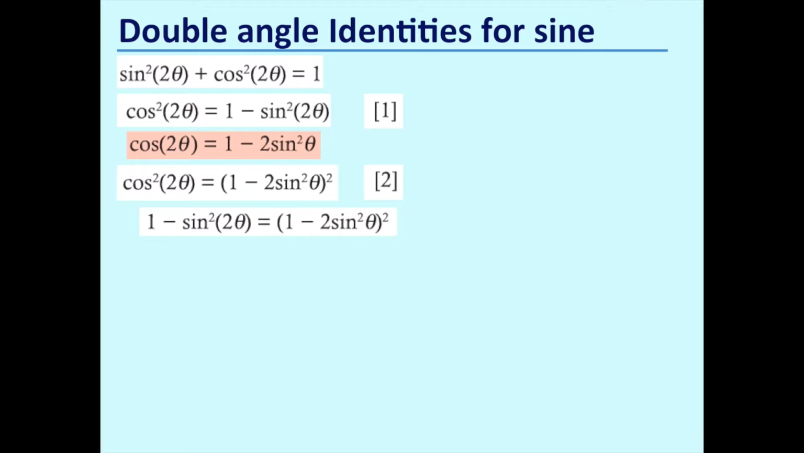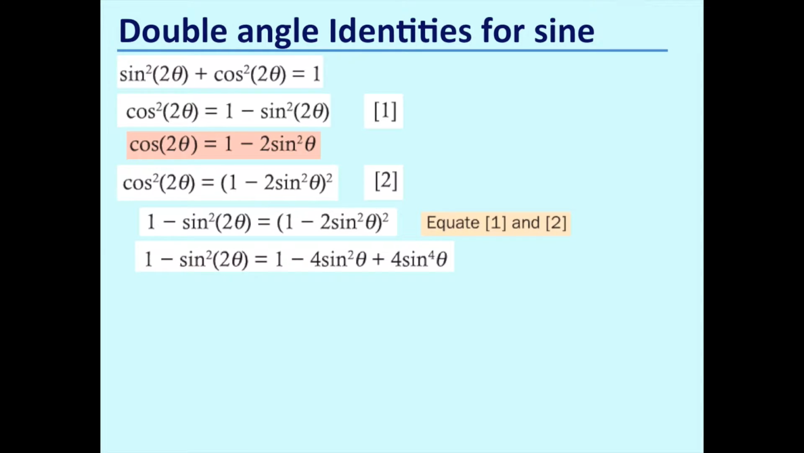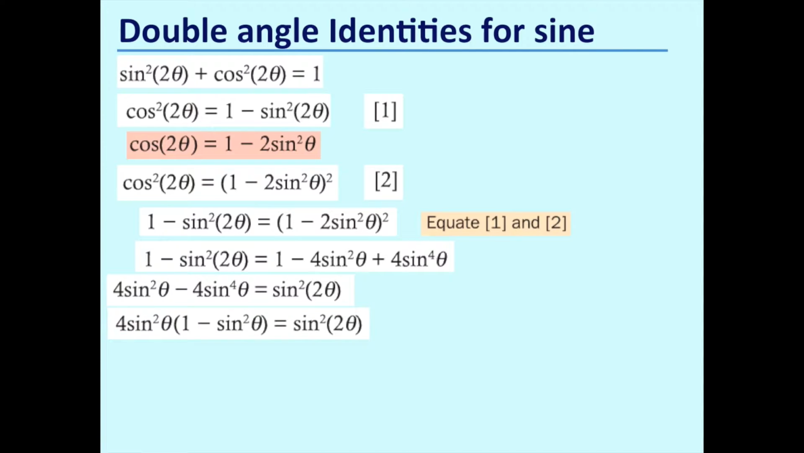Then we can expand the right hand side to yield 1 minus 4 sine squared theta plus 4 sine to the power 4 theta. From there, if we rearrange it, if we take the 4 sine squared theta over to this side, the ones will cancel out, leaving us with sine squared 2 theta. We can then factor out 4 sine squared theta, leaving us with 1 minus sine squared theta is equal to sine squared 2 theta.